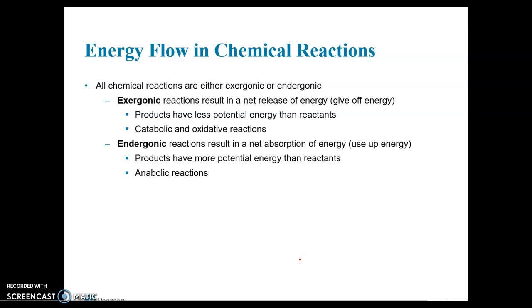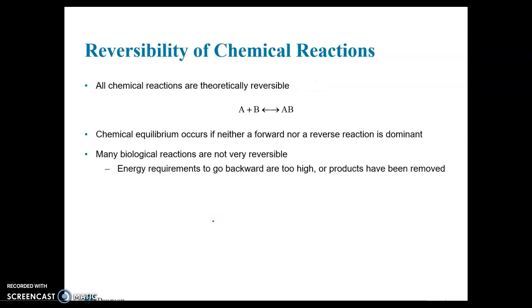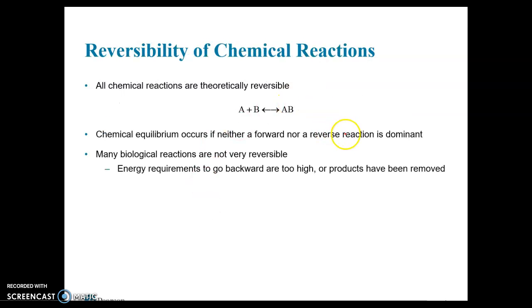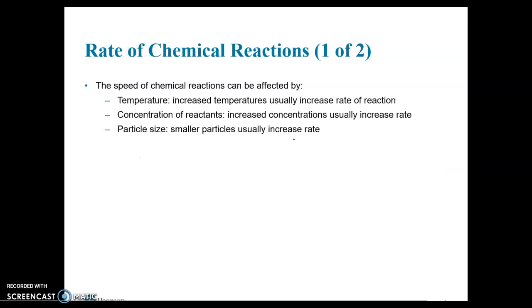Exergonic reactions release energy. If they're catabolic reactions or breakdown reactions, they're always exergonic. Endergonic reactions absorb energy, and anabolic reactions or synthesis reactions are endergonic. They use energy. Some chemical reactions are reversible, and that means you're going to see an arrow that goes either way. They can go in the forward direction and produce product, or the product can break back down into the reactants.